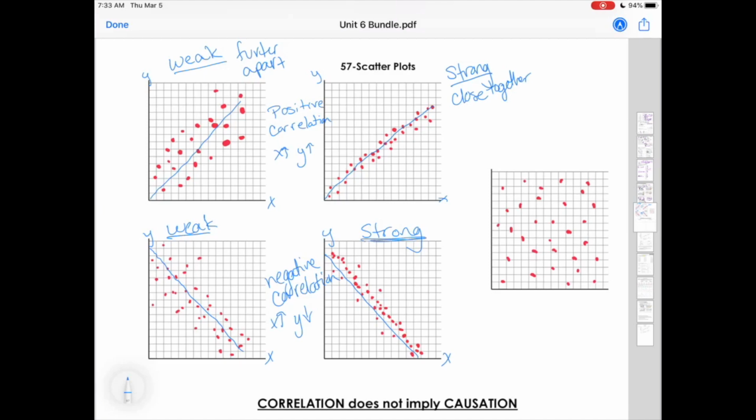And then our last one, my points are all over the place, so this has no correlation. This means there's no relationship between x and y.